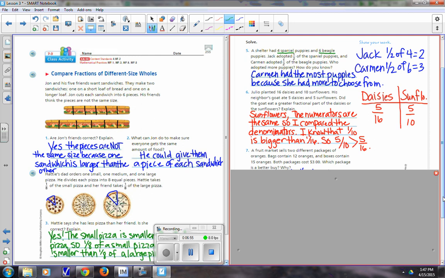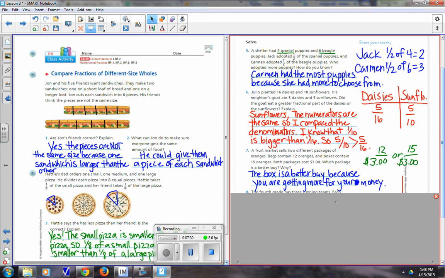Well, let's see. You get 12 oranges in the bag for $3, or you get 15 oranges in a box for $3. So you're talking about the same, so 12 for $3, or 15 for $3. Same denominator, so we need to look at our numerator. You get more with the box. The box is the better buy because you're getting more for your money. I think anybody could see that.